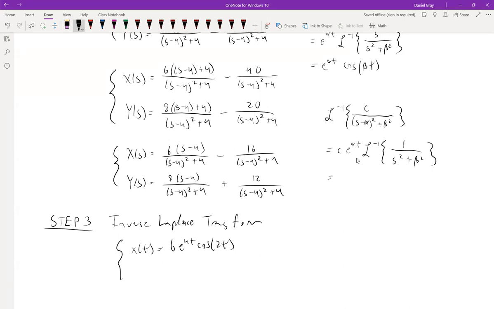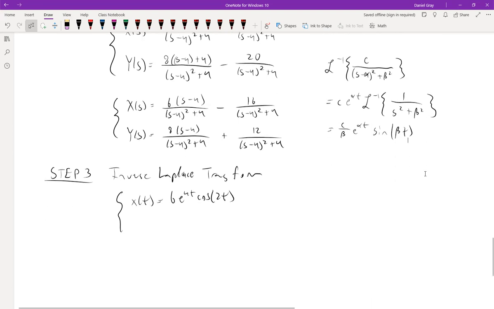Now that I've pulled that e to the alpha t out, the Laplace inverse of 1 over s squared plus beta squared is just going to be equal to 1 over beta times sine of beta t. So I'm going to write this as c over beta e to the alpha t times sine of beta t. Basically, if this had a beta upstairs, that would be the Laplace transform of sine of beta t. But since it doesn't have a beta, I need to divide by beta to make sure there's one there. So for this next term, I had a 16, but I need to divide by my beta, which is 2. So I'm going to get minus 8 e to the 4t sine of 2t.